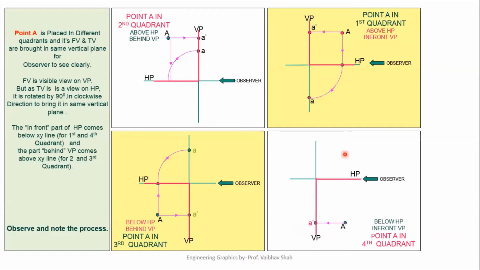Now, if we take its top view from this top direction, we can have its top view somewhere here on the horizontal plane. So our top view would lie somewhere here on the horizontal plane. After that, we know the procedure. We'll be rotating this horizontal plane by 90 degrees in the clockwise direction. We'll be getting the final point A somewhere here on this vertical plane. So we'll be having this point A here. As we can see in the fourth quadrant point, we have both the views, front view and top view, below your XY line.